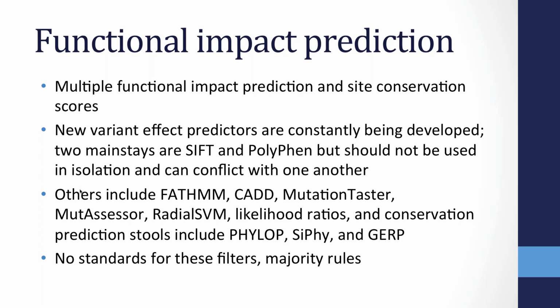Two mainstays that you may have heard of are called SIFT and PolyPhen. In general, the thing about these is that they shouldn't be used in isolation, and unfortunately, it's not a perfect world. They can sometimes conflict with one another. Other common ones are programs such as CADD score, MutationTaster, likelihood ratios, conservation prediction tools, and so forth. There are really no standards for these filters, so some bioanalysts will prefer certain tools over others, but in general, majority rules in this type of case.